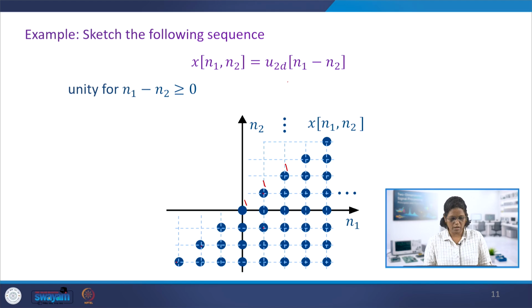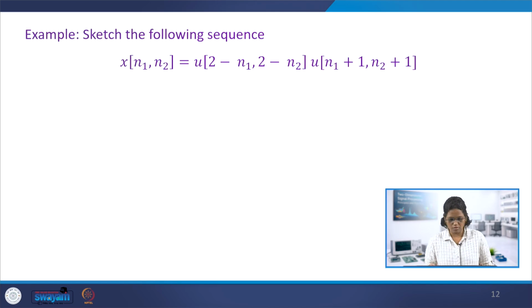This is one example of the 2D step sequence. Can we combine these step sequences with shifting and scaling operations? Right now we'll hold the scaling for a while, but we can use the step with the shifting. In x of n1, n2, this u is a step sequence u of 2 minus n1 and 2 minus n2. So this is just a flipping and shifting.